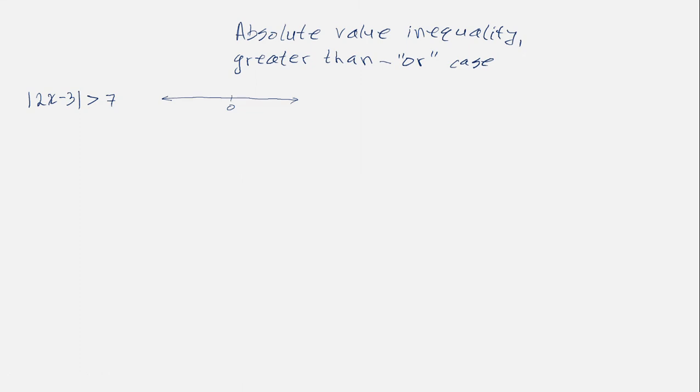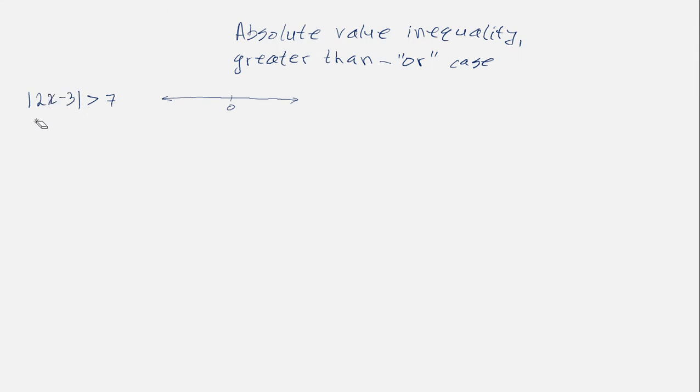Hello, let's talk about absolute value inequalities and how to solve them. In this case, we are going to talk about the situation in which we have a greater than sign, which means we have an or situation. So if we have the absolute value of 2x minus 3 is greater than 7, we are saying this.